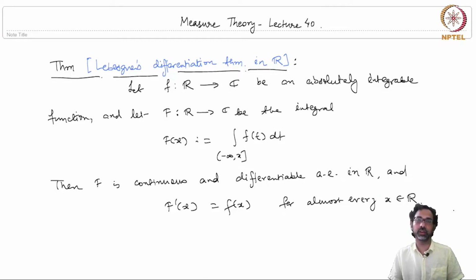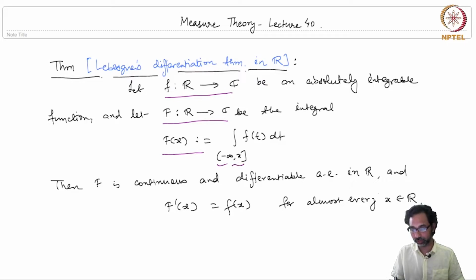In this lecture, we will look at a proof for Lebesgue's differentiation theorem in R, which was stated in the last lecture. So it says, let me recall, that if you take an absolutely integrable function f on R, and if you define its associated integral function capital F, which is the integral over the interval minus infinity to x of f(t) dt, then this integral function is first continuous and then differentiable almost everywhere in R, and the derivative is equal to the original function f(x) almost everywhere in R.